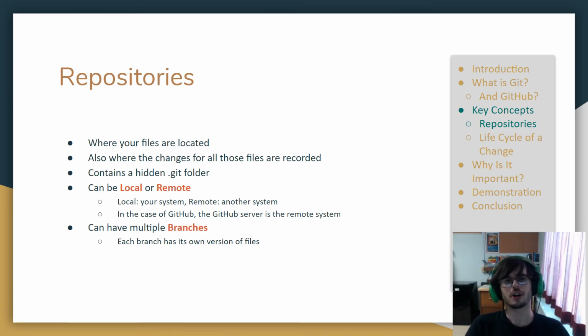So now let's take a look at a couple of the key concepts. Well, first up, we have repositories. Now, I've said this word a few times already. What are they? Well, a repository is where your files are located. It's also where the changes for those files are recorded. So the repository contains a hidden .git folder. If you show hidden files, you can view that. It has a lot of information in it, but that's basically where the changes for all your files are stored, as well as a few other things, like branch information.